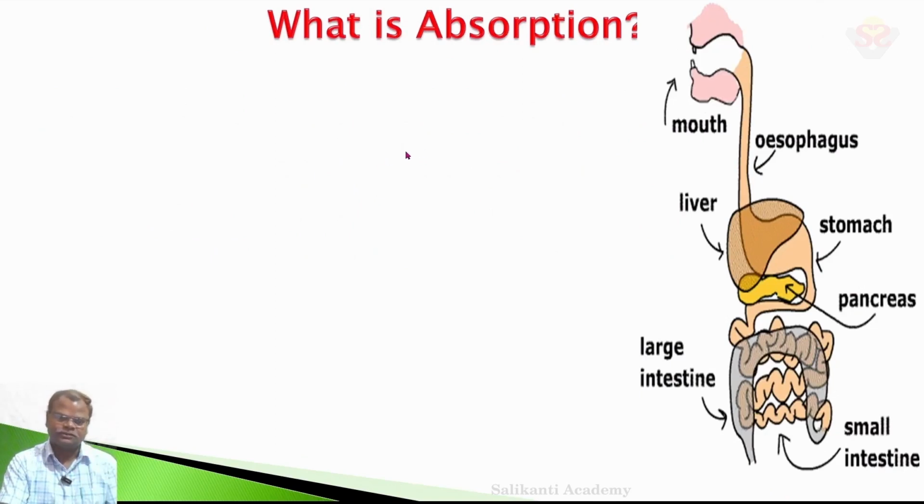What is absorption? After digestion, the complex molecules of carbohydrates, proteins, and fats are converted into simpler molecules like glucose, fatty acids, and amino acids. After completion of digestion, these simpler molecules are absorbed into the blood. The process of absorption of digested food nutrients into the blood is called absorption. This absorption takes place in the small intestine through finger-like structures called villi.